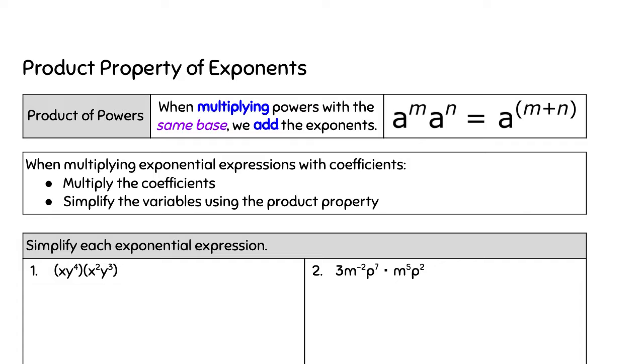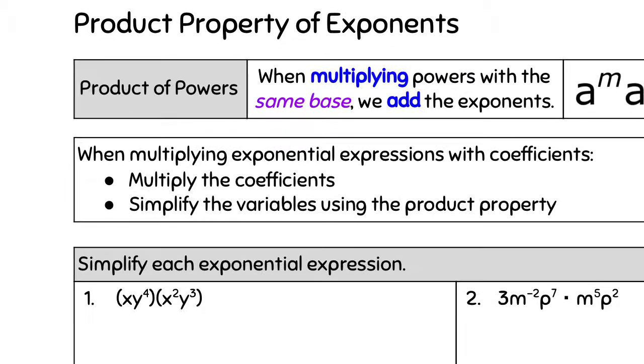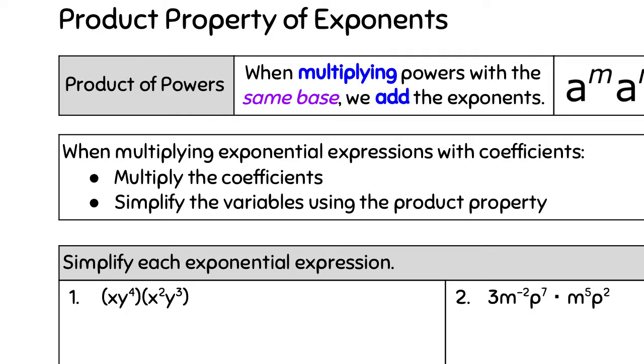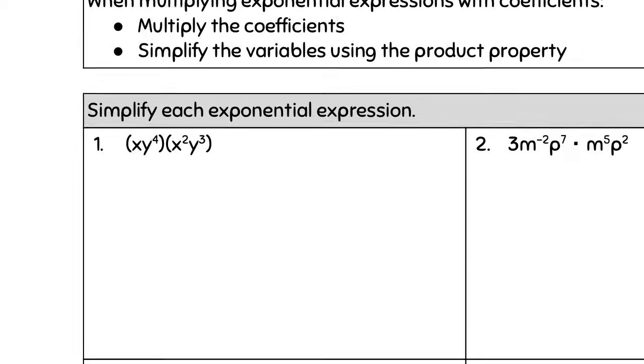Today is going to be a little bit different because we're going to have longer exponential expressions. So when you're multiplying these expressions that have coefficients with them, you'll multiply the coefficients like normal, but you'll simplify the variables using this product property. So let's look at our first example.